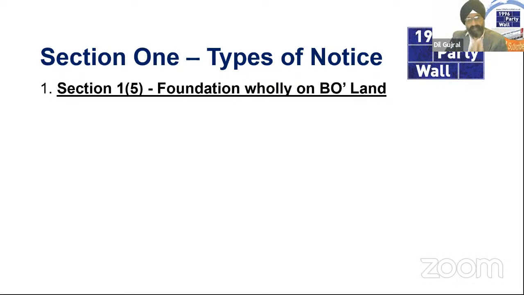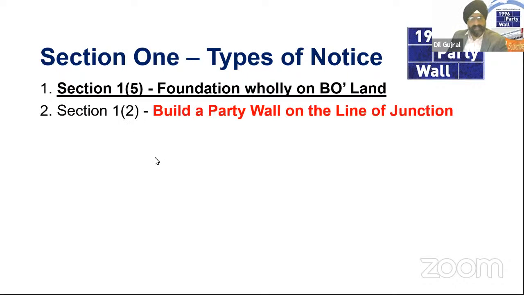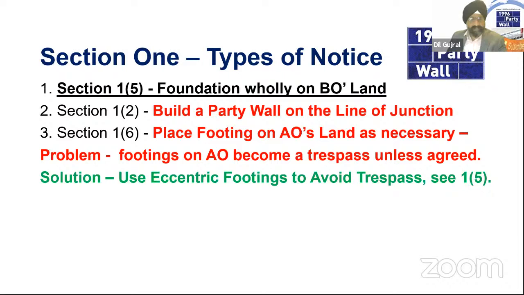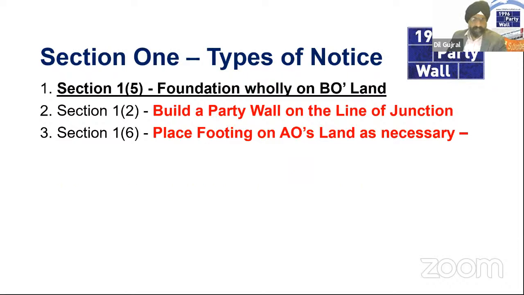Now here's where I'm going to be a little bit distinct. There's a boundary, and the line of junction is the boundary at ground level. It's where the two lands meet. Section 1.5 is where your foundations are totally on your own land. Section 1.2 is where you build a wall, usually in the middle of the boundary, so in effect your wall goes over onto both sides. And section 1.6 is where you build the wall to the edge, but the footings go over.